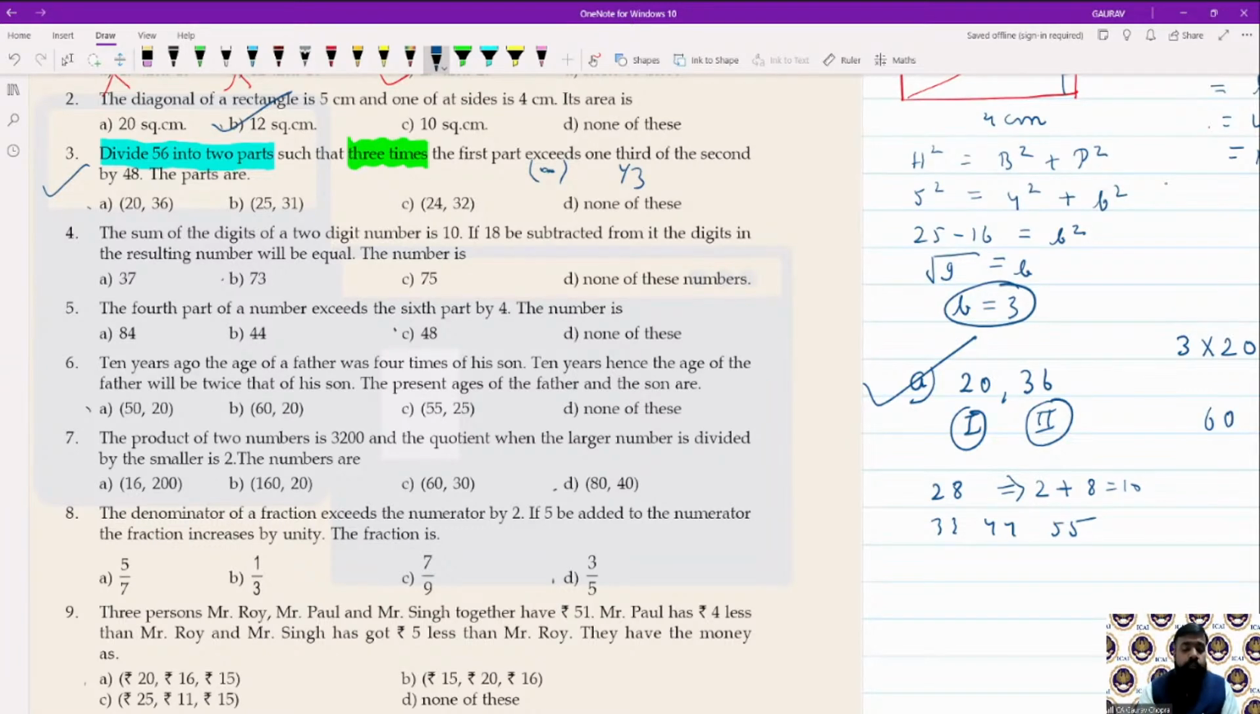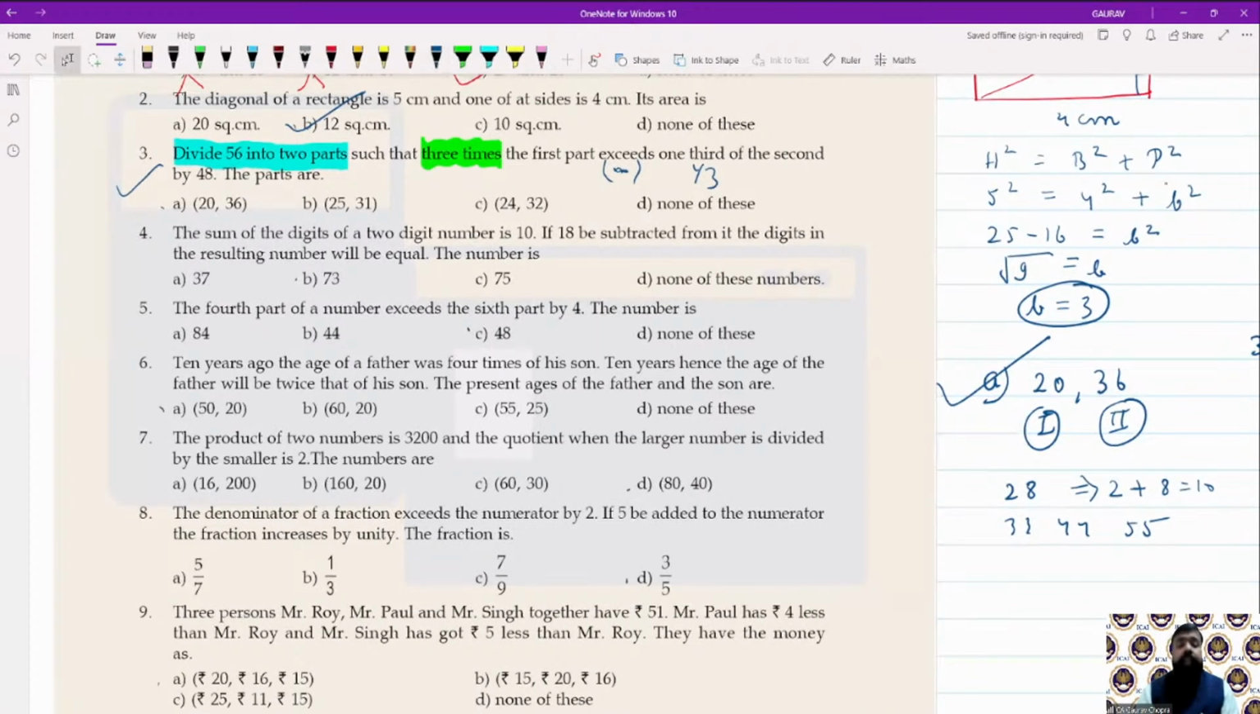So let us check the first condition, that the sum must be 10. So 3 plus 7 is 10. First one is satisfying the condition. 73 is also satisfying, but 75 is not satisfying. Now we have to check out of A and B the second condition. If we subtract 18, 37 minus 18 is how much? It is 19. So the digits are not same.